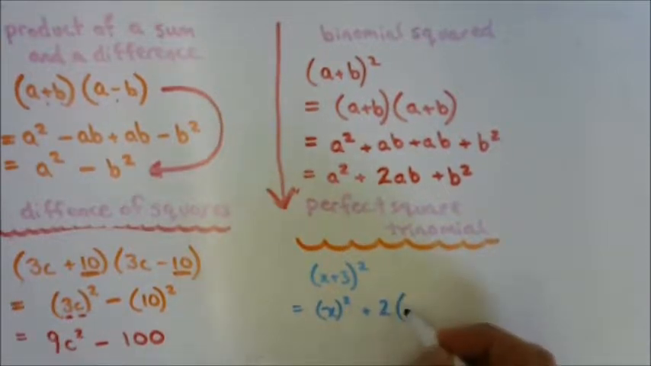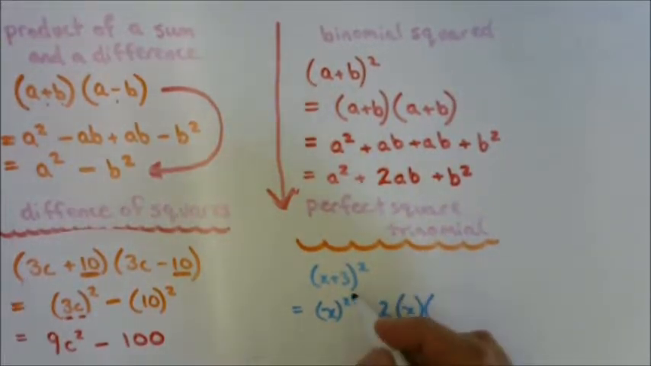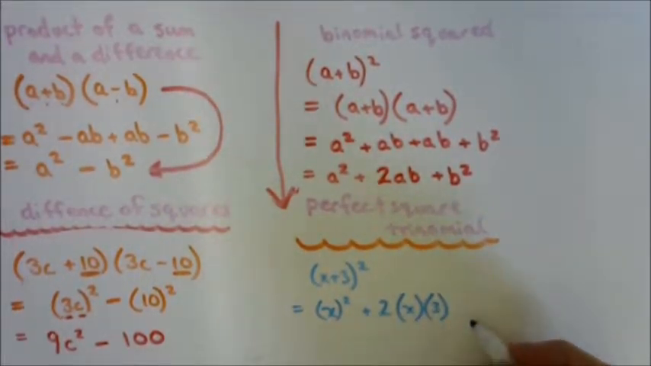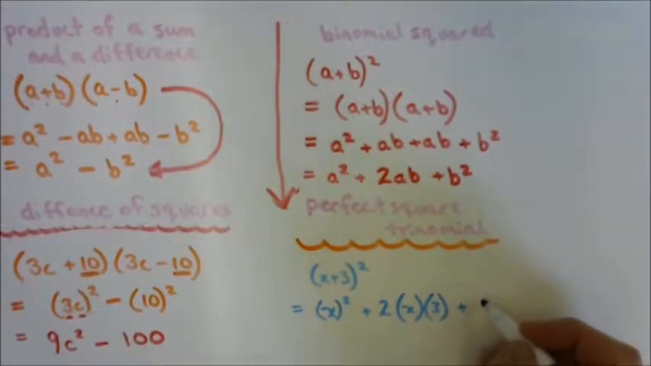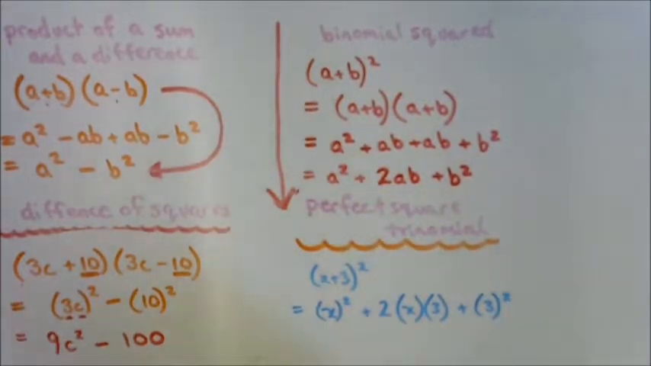So at the end, if we just use our pattern, we should have x squared plus 2ab. So we have 2 times x, because x was A. And what was B? B was 3, so we're going to multiply it by 3 as well. And then at the end, we have b squared. So it's 3 squared.